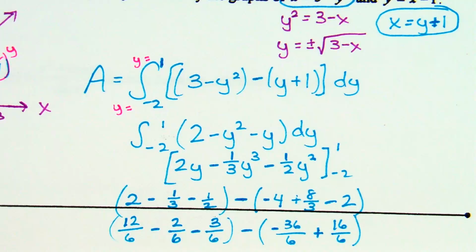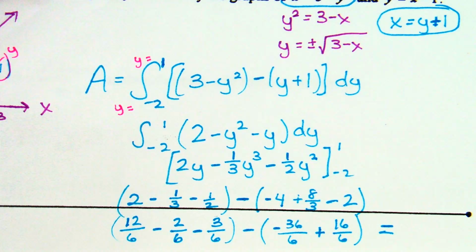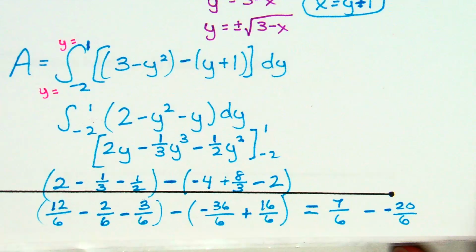And I don't care if you do this a different way. Again, you can do it on the calculator. However, this is doable by hand. It's not impossible by any means. So 12 sixths minus 2 sixths minus 3 sixths. My first parenthesis is 7 sixths minus negative 36 sixths plus 16 sixths, negative 20 sixths. So I have 7 sixths minus negative 20 sixths, which becomes 27 sixths.